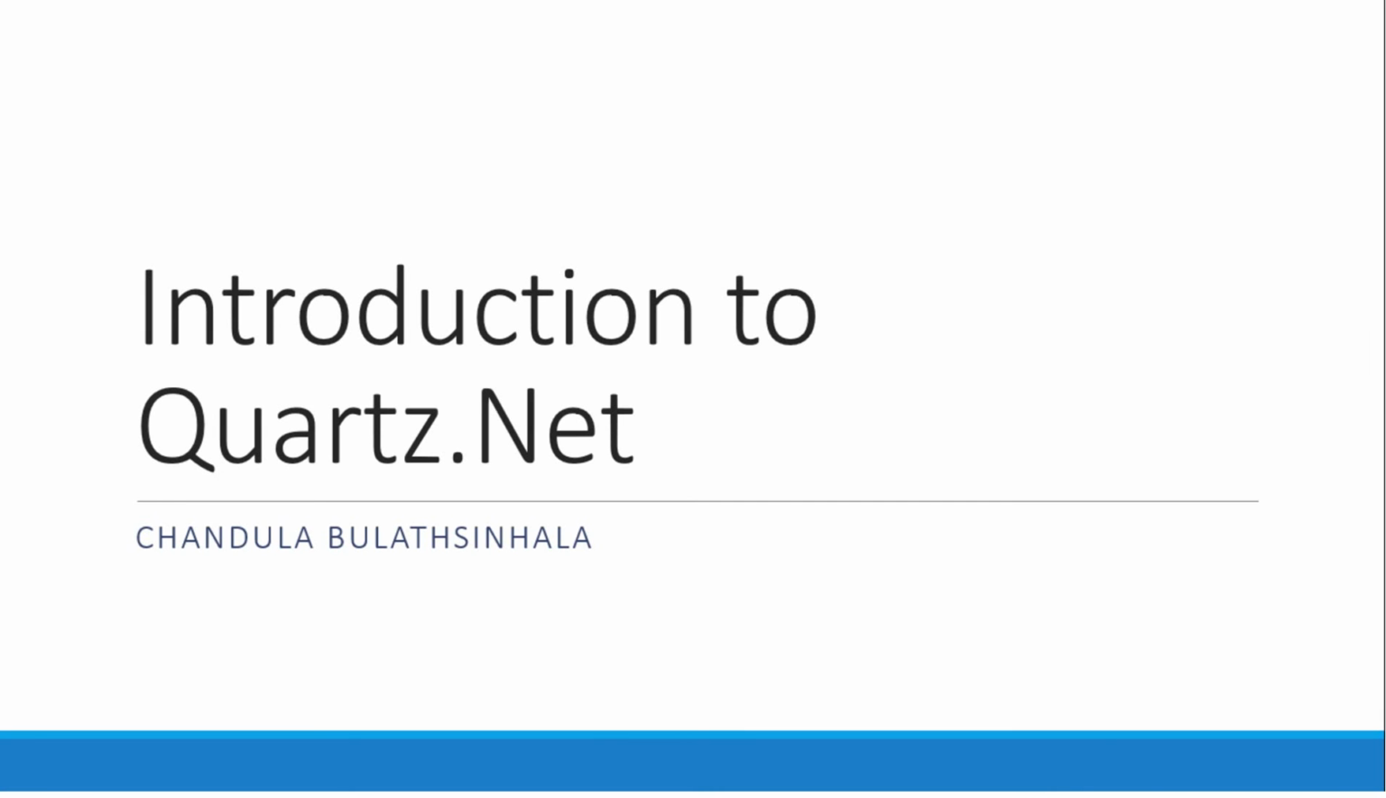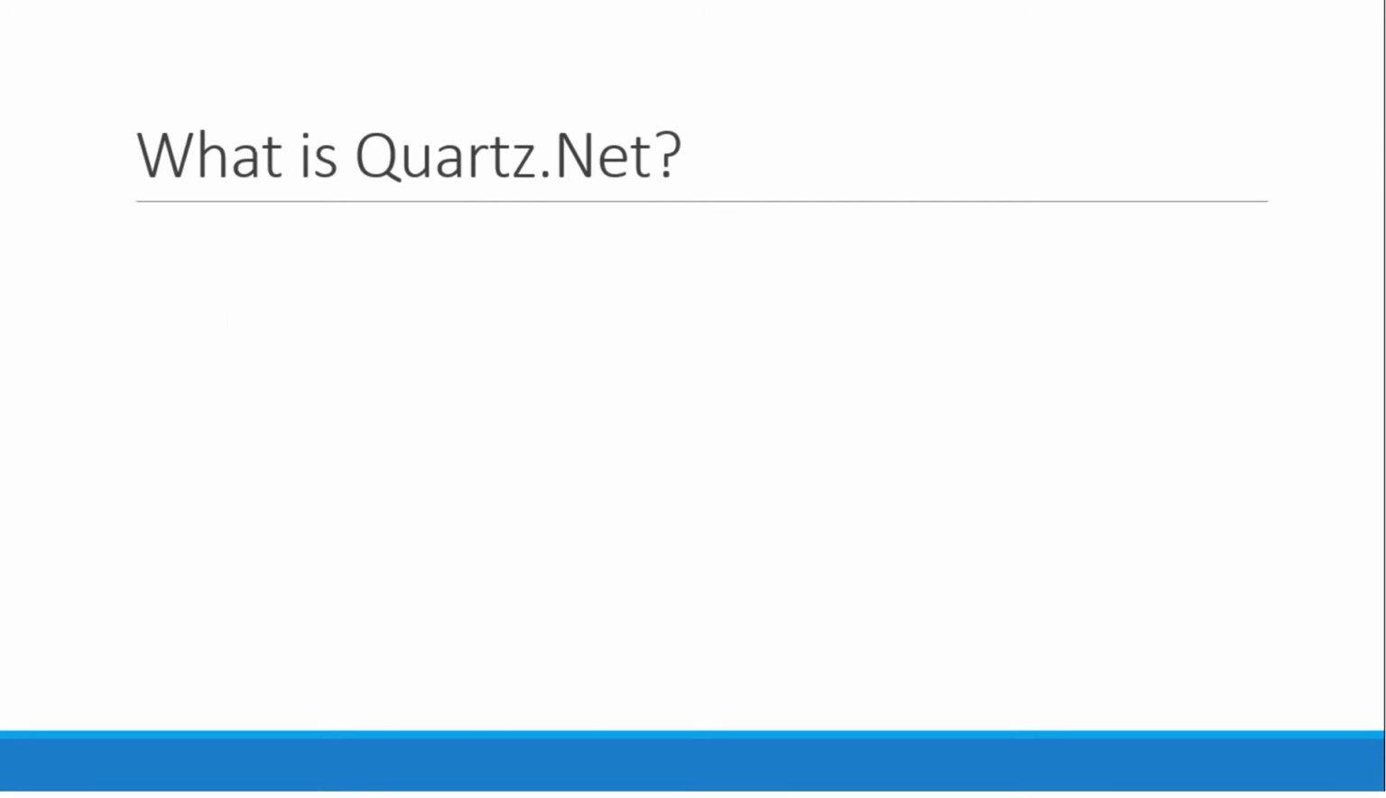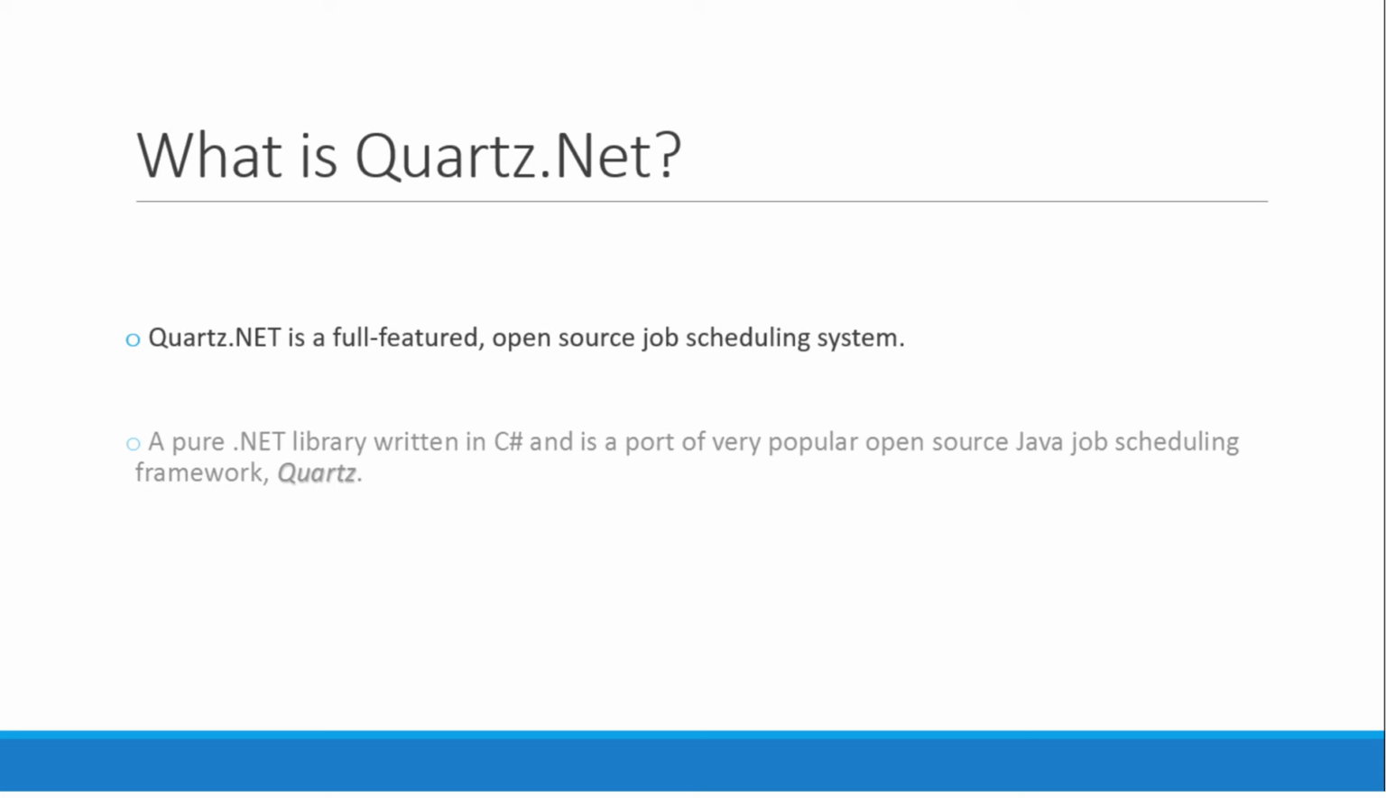Today's presentation I'm going to introduce you to a .NET library called Quartz.NET. Has anyone heard of this before? Okay. So let's see what Quartz.NET is. It's a full-featured open source job scheduling system, and it's written in C#. It's a port of a very popular project called Quartz, another job scheduling framework for Java. Has anyone worked with Quartz? So it's pretty much the same. Basically it's the same functionality they have provided for .NET developers.